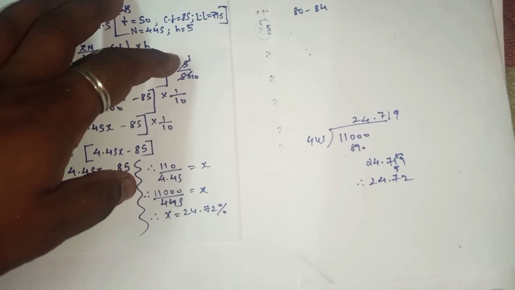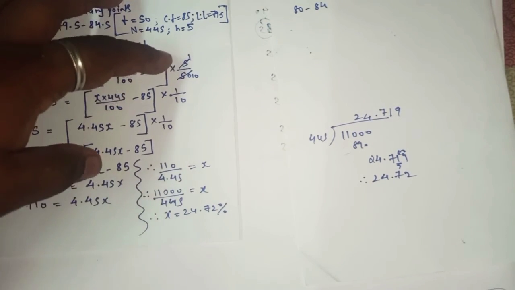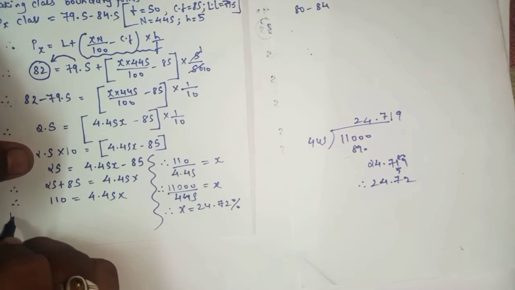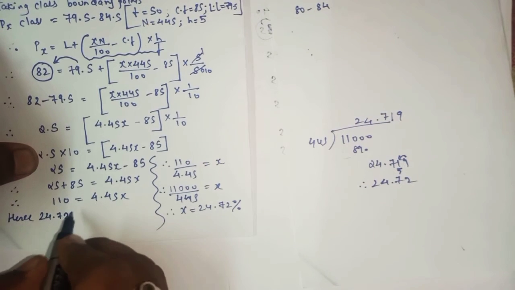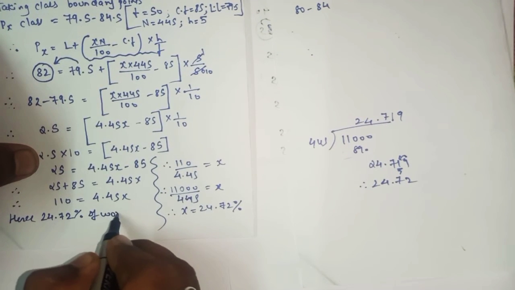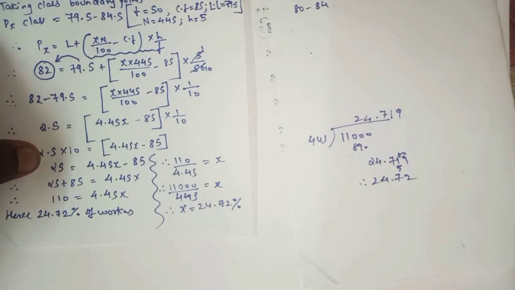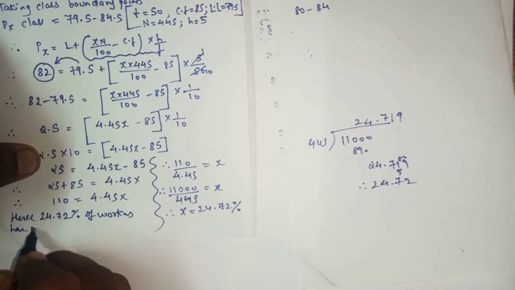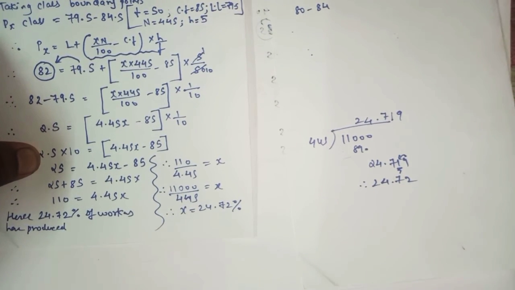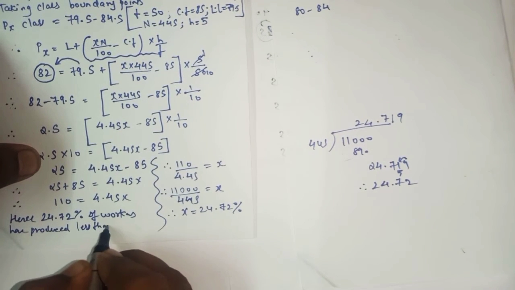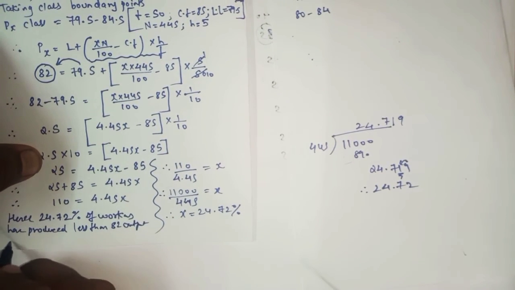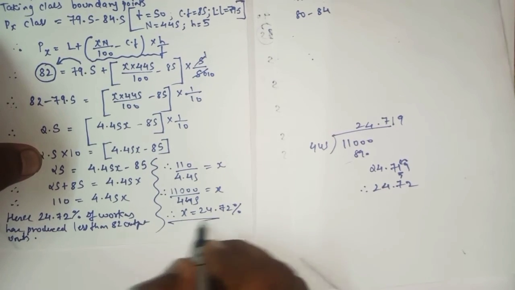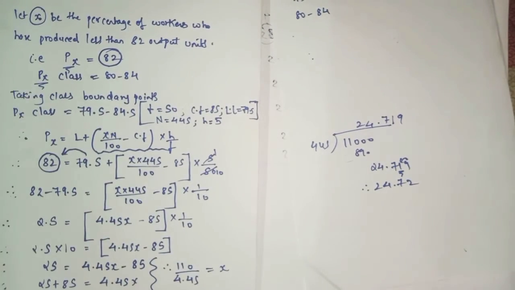Percentage actually. So in the last conclusion you will write: hence 24.72% of workers have produced less than 82 output units. So in this way you have to present your sum in the exam.